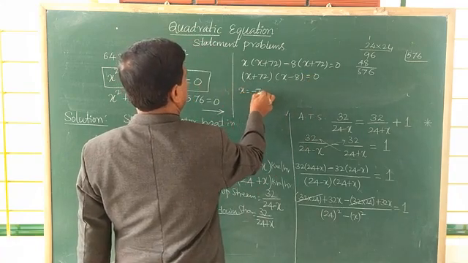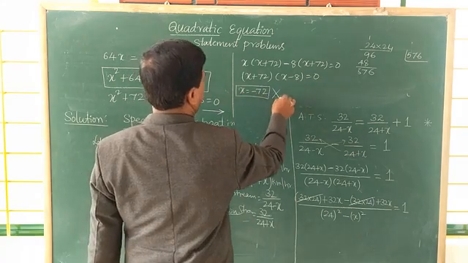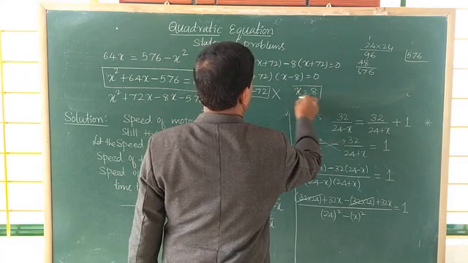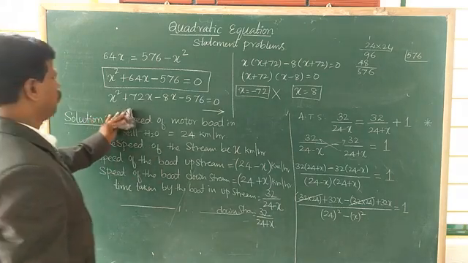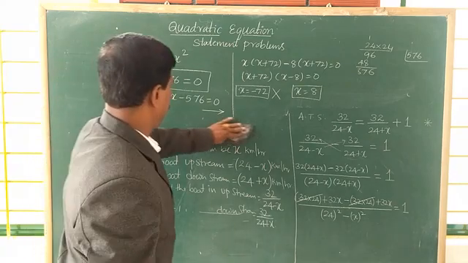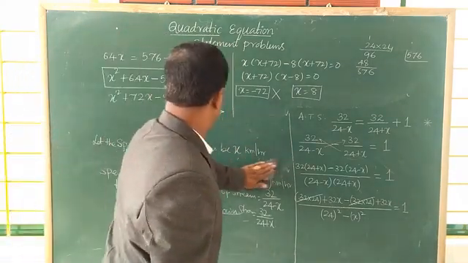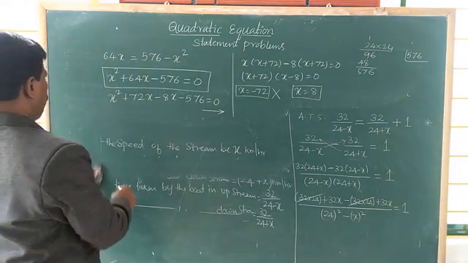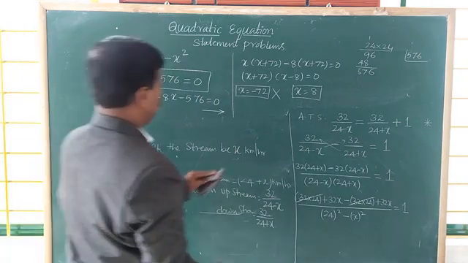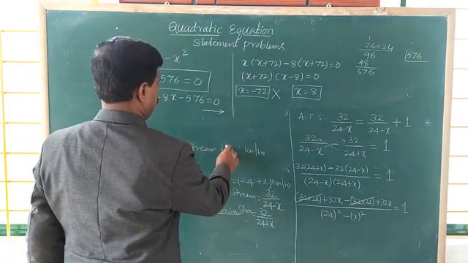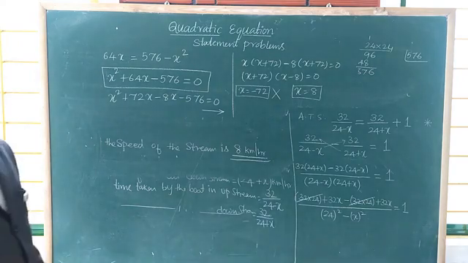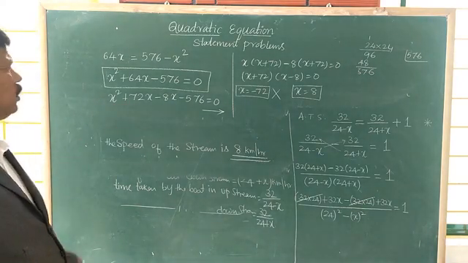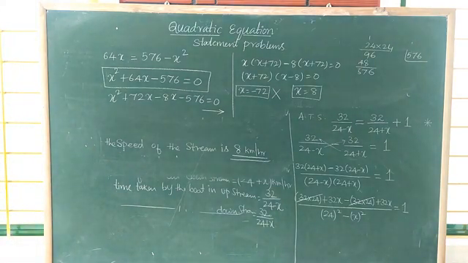So x is equal to minus 72, which cannot be negative. x is equal to 8. Therefore, the speed of the stream is 8 kilometer per hour. Clear? This is regarding the speed and time. Clear?